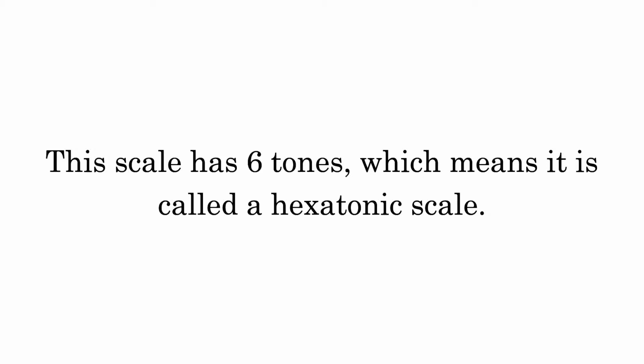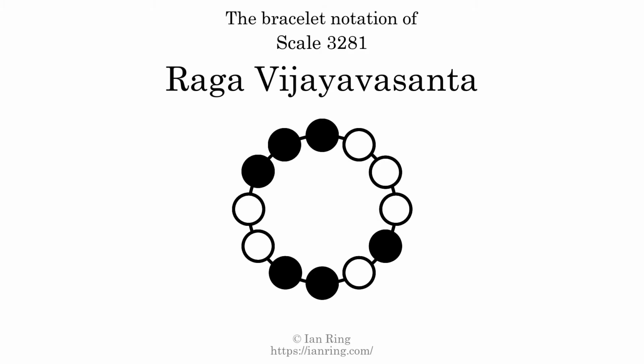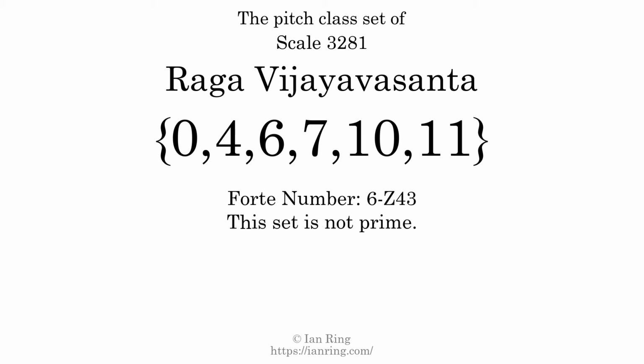This scale has 6 tones, which means it is called a hexatonic scale. This is a bracelet notation diagram of scale 3281. The shaded circles represent tones that appear in the scale, and they are read clockwise, starting at the top. The pitch class set for this scale is 0, 4, 6, 7, 10, 11. The forte class is 6Z43. This set is not prime.